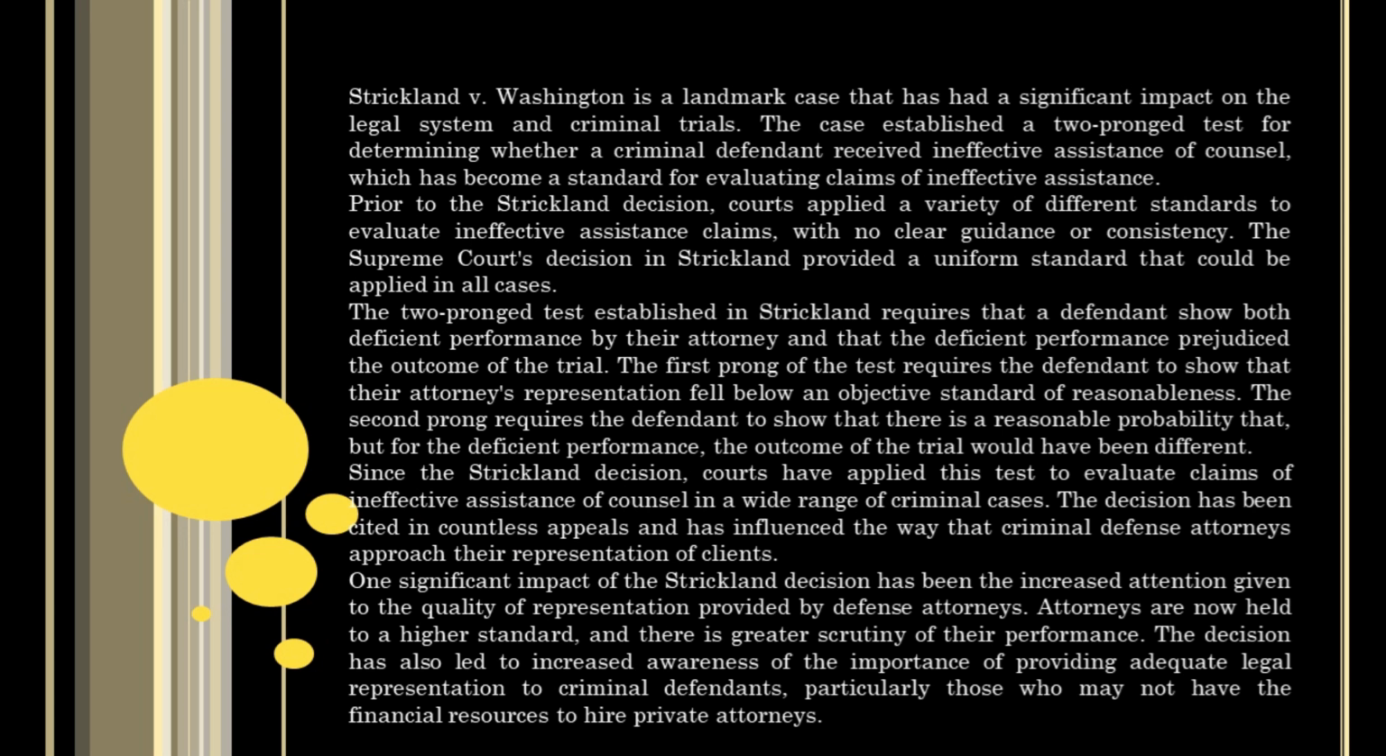The two-pronged test established in Strickland requires that a defendant show both deficient performance by their attorney and that the deficient performance prejudiced the outcome of the trial. The first prong of the test requires the defendant to show that their attorney's representation fell below an objective standard of reasonableness. The second prong requires the defendant to show that there is a reasonable probability that, but for the deficient performance, the outcome of the trial would have been different.